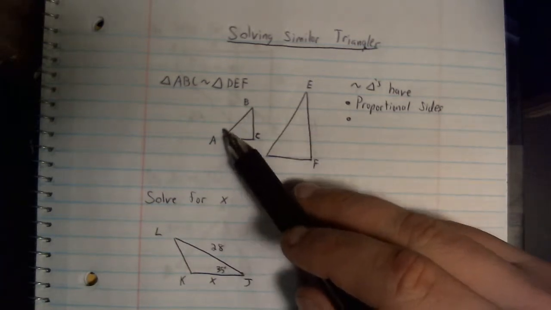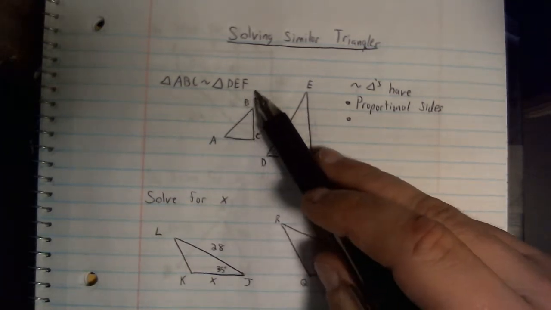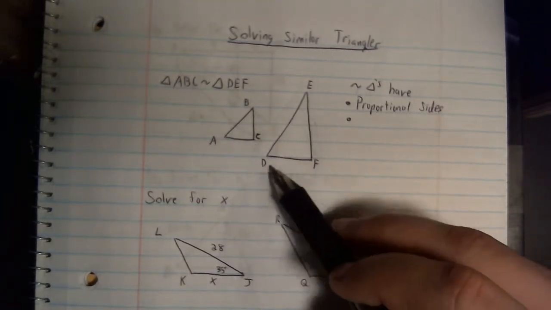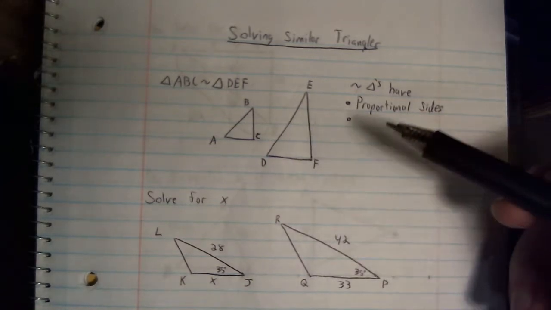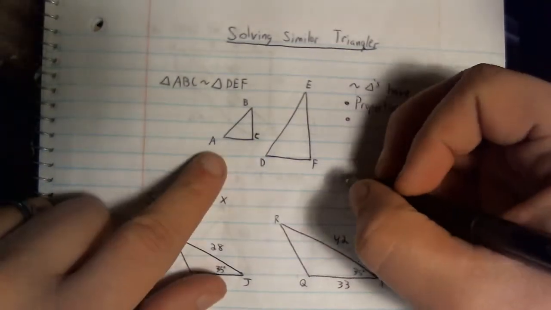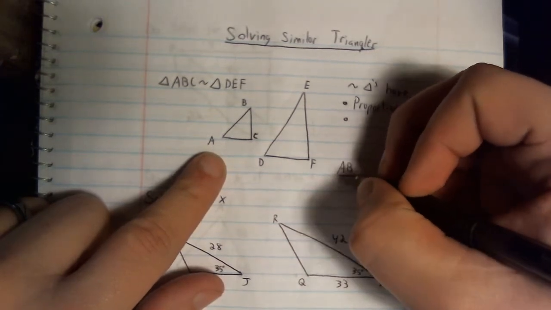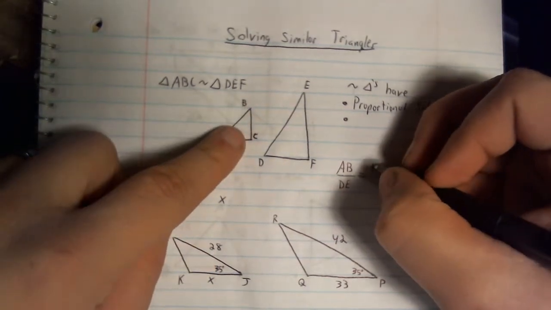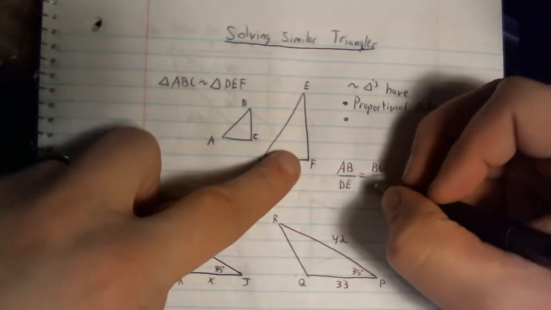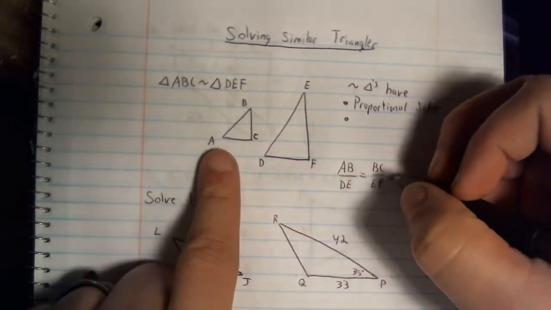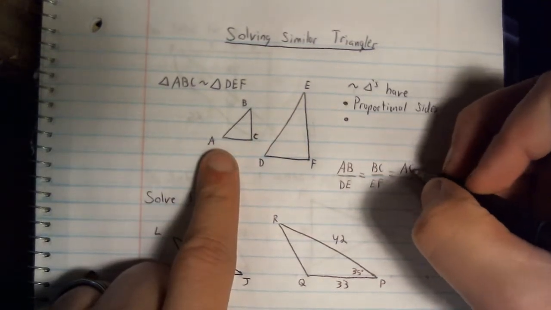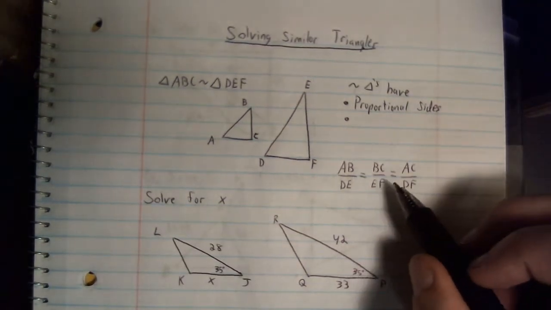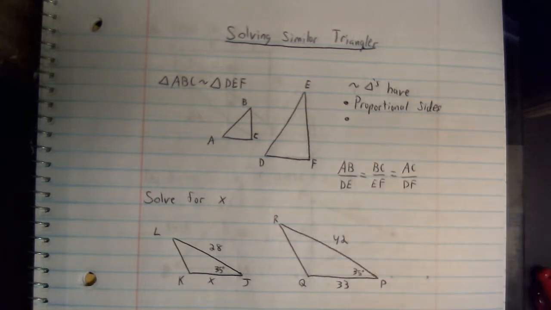Meaning, if I figure out that from A to B I multiply by 2 to get DE, I would have to multiply AC and BC both by 2 in order for the sides to be proportional. Algebraically, what that looks like is this. AB compared to DE has to be the same ratio as BC is to EF, which also has to be the same ratio of AC compared to DF. If all three of these ratios are the same, if they're all equivalent, then we have proportional sides.